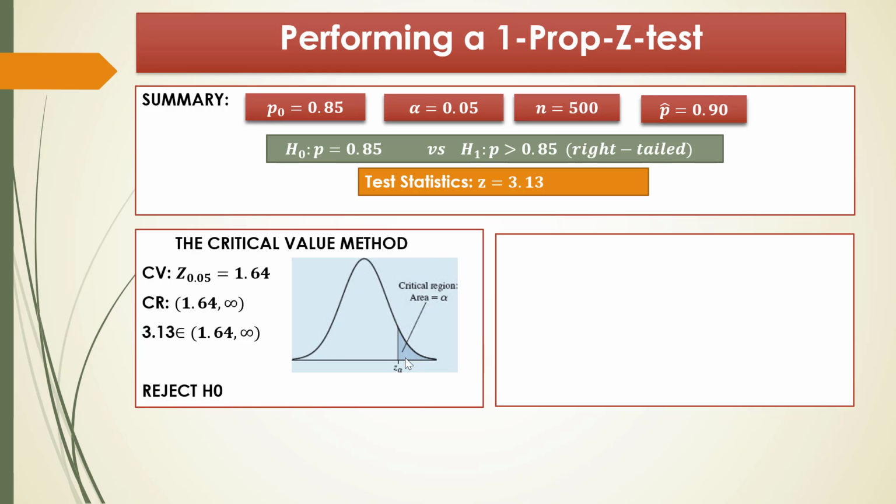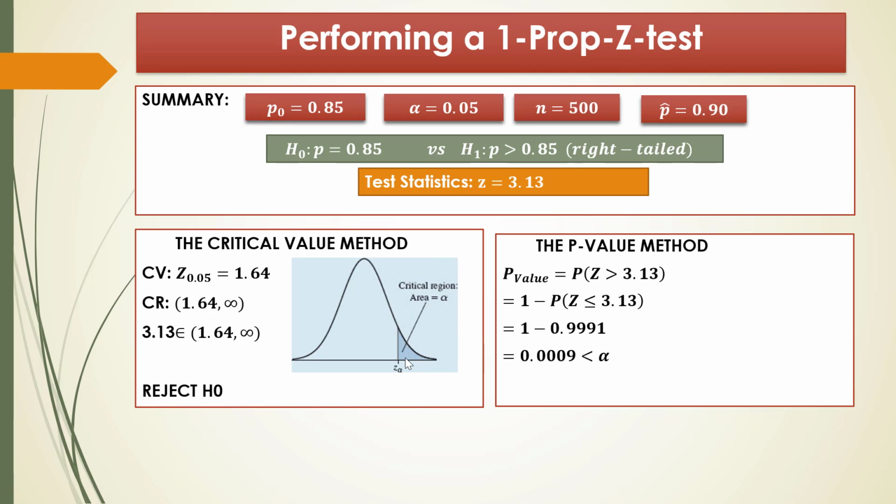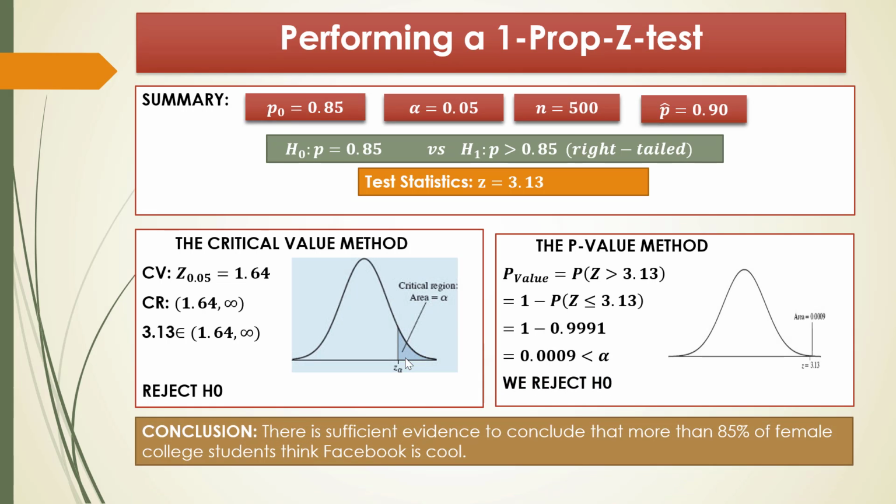By the p-value method, we find the area to the right of 3.13. And we see it should be 0.0009. So we reject the null hypothesis. Therefore, there is sufficient evidence to conclude that more than 85% of female college students think that Facebook is cool.